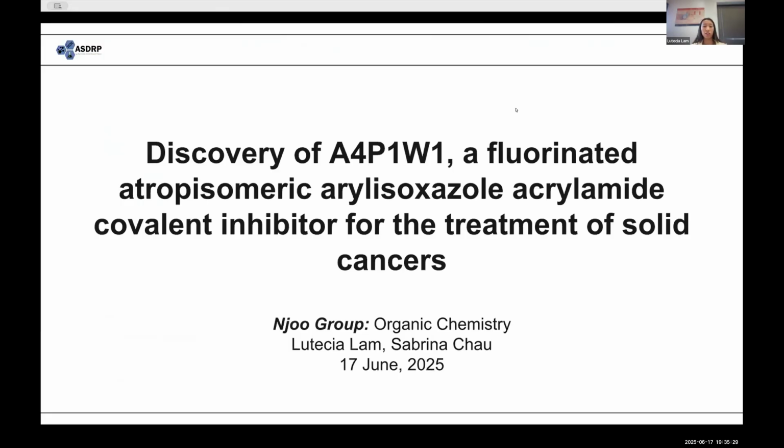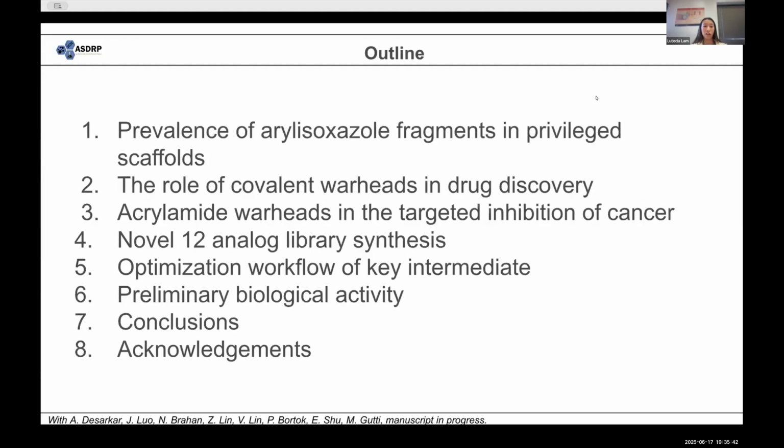Our project is on the discovery of A4P1W1, a fluorinated atropisomeric aryl-isoxazole acrylamide covalent inhibitor for the treatment of solid cancers. So first we'll be going through the prevalence of these aryl-isoxazole fragments as a privileged scaffold, the role of covalent warheads in drug discovery, before moving on to our 12 analog library synthetic route optimization study conducted using the LCMS, as well as some biological data before moving on to our conclusions.